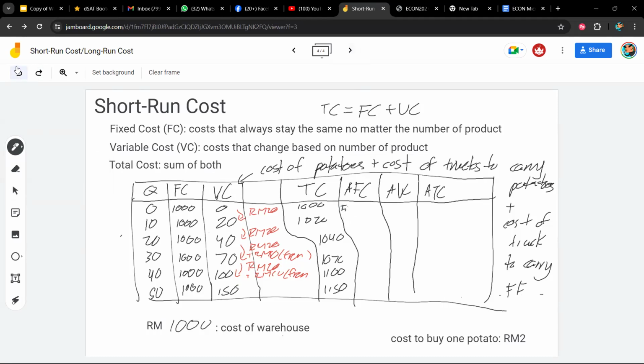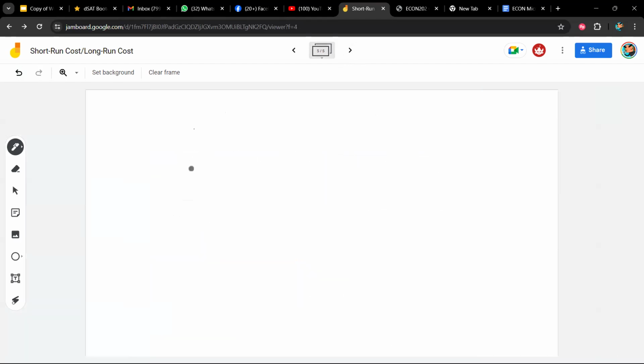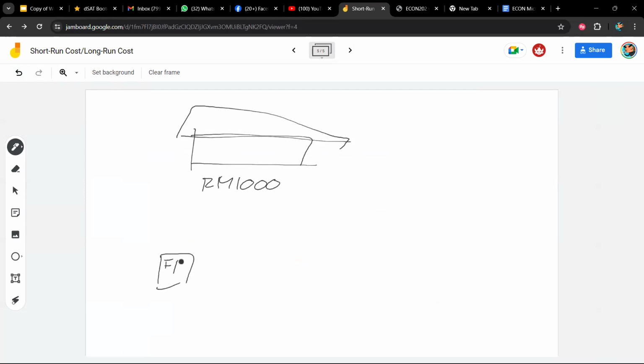So for example, in this case, for 0, I don't really have an average fixed cost because I don't have the product. So the first line, I'll leave that. Let's say I make 10 French fries. The average fixed cost of each French fry will be the fixed cost over the quantity. So in this case, it'll be 1000 divided by 10, which is equal to 100. Notice this, right? My warehouse cost, the fixed cost of buying the warehouse, is RM1000, and I only make 10 French fries.